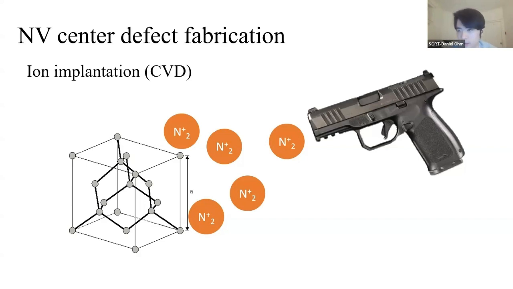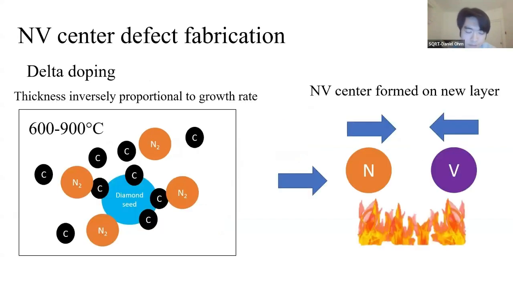And then the second, as you can see here, there are two atoms in a single, what do you call it, nitrogen gas molecule. One atom knocks the carbon out and takes its place, and another atom, which has a higher velocity, knocks the carbon out and gets knocked itself out. So we have a nitrogen atom and a vacancy. So that's how we make NV centers.